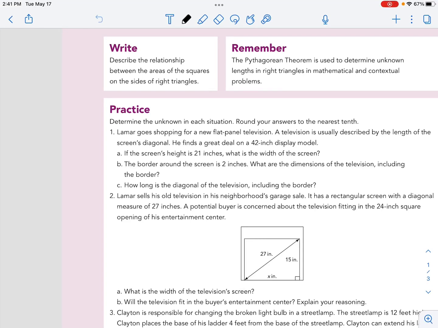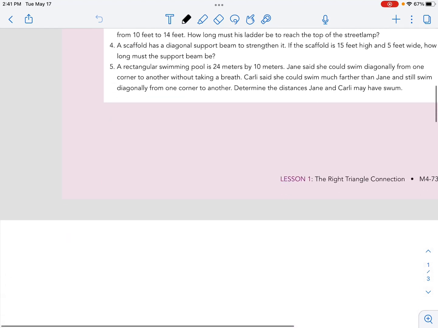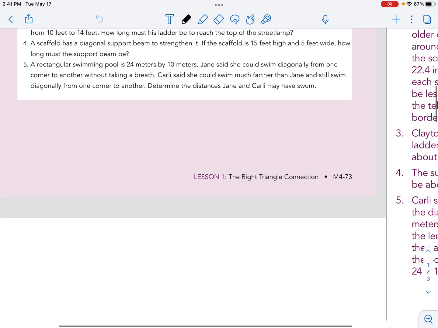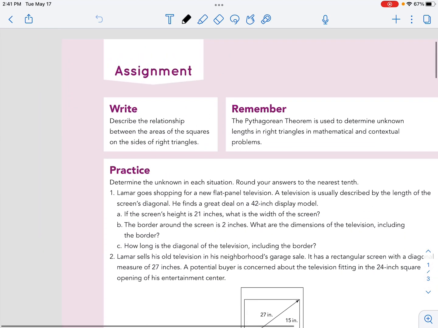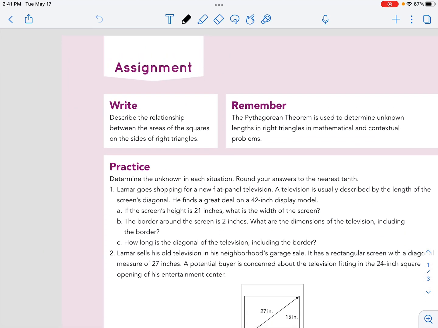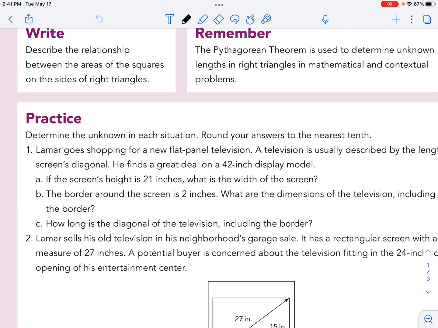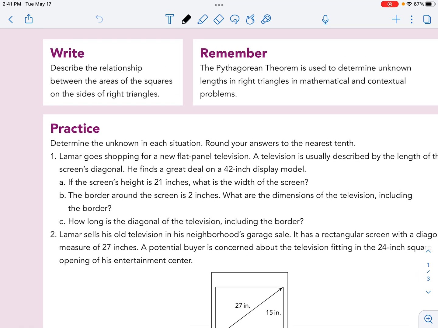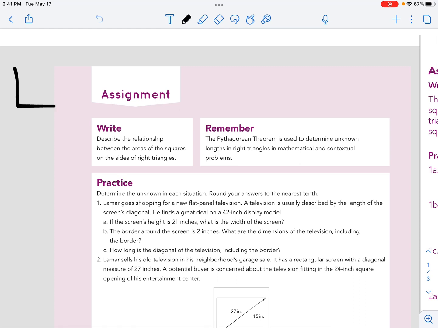Okay, so we are doing Module 4, Lesson 1 homework. Module 4, Topic 1. There we go. So it says, Lamar goes shopping for a flat panel television. So I have a television.